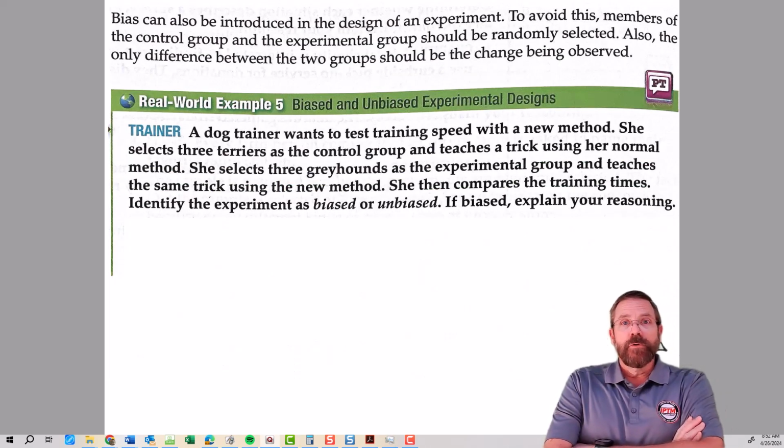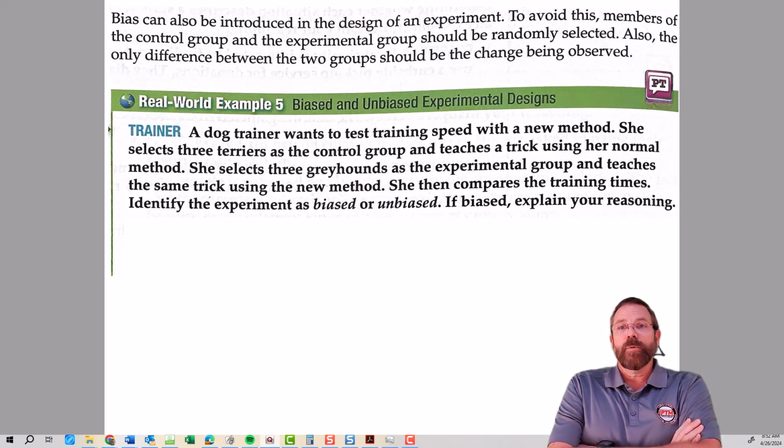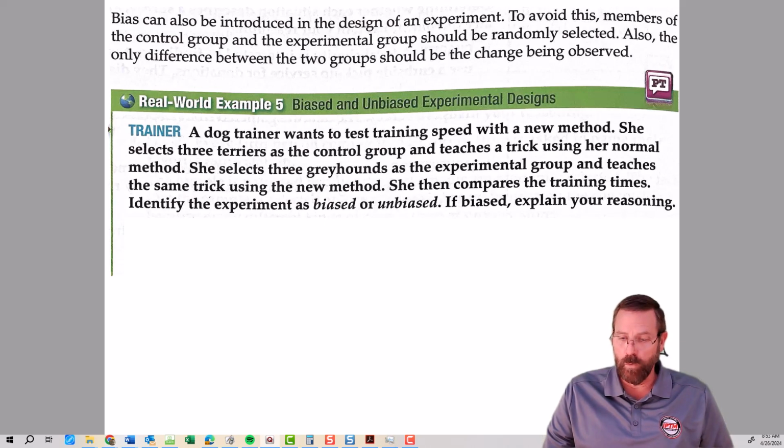Bias can also be introduced in the design of an experiment. To avoid this, members of the control group of an experiment should be randomly selected. Also, the only difference between the two groups should be the change being observed. A dog trainer wants to test the training speeds with new methods. She selects 3 terriers as a control group and teaches a trick using her normal method. She selects 3 greyhounds in the experimental group and teaches the same trick using a new method. Then she compares the training times. Identify the experiment as biased or unbiased.